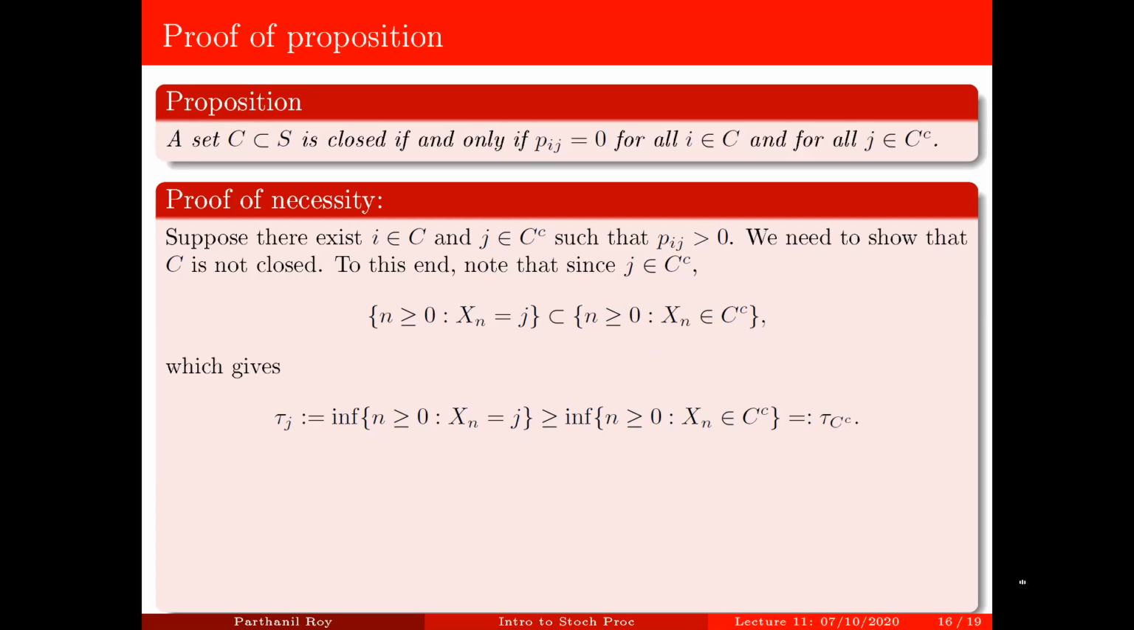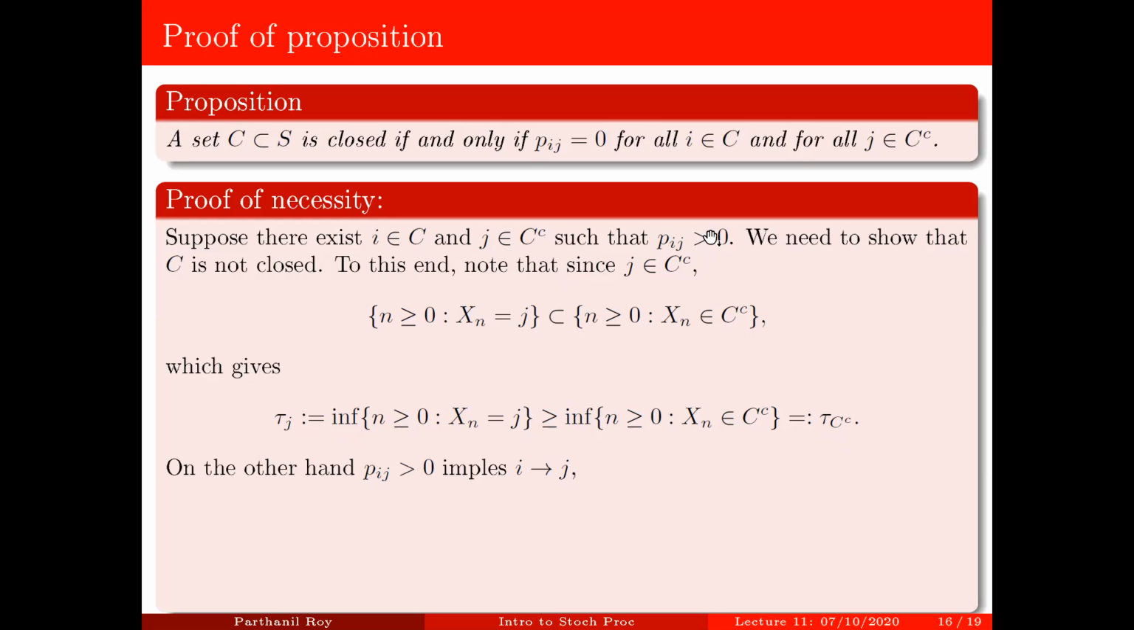This is also obvious in the sense that if you have already hit j, then you have definitely hit C complement by that time or a time before, because you may have hit some other state in C complement instead of j. So tau_j is a trivial upper bound for tau_{C complement}. Once we have this upper bound, it's very easy to see what's going on to show that C is not closed.